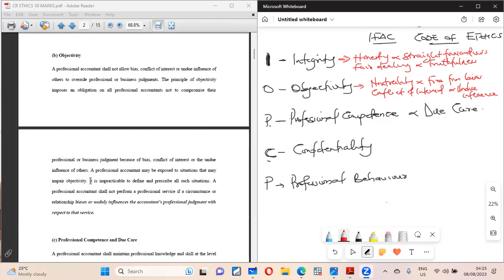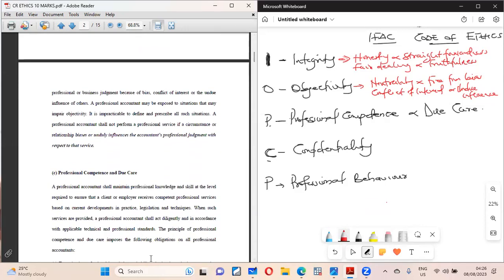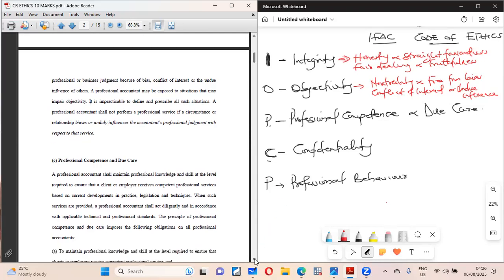So note here, it is impracticable to define and prescribe all such situations. What are the situations we are talking about? Situations that may impair objectivity. A professional accountant shall not perform professional service if a circumstance or a relationship biases or unduly influences the accountant's professional judgment with respect to that service. So please, you should not be there. Don't do the work. Don't perform it at all. The other side I'm giving you is what we call the safeguards. Now, let's come to professional competence and due care.